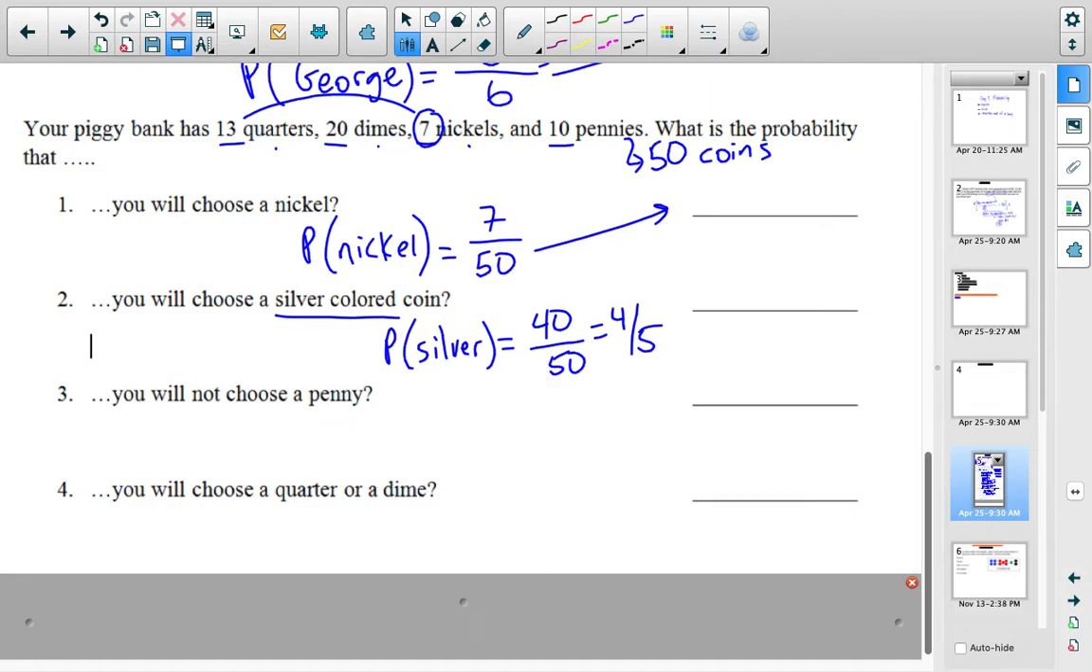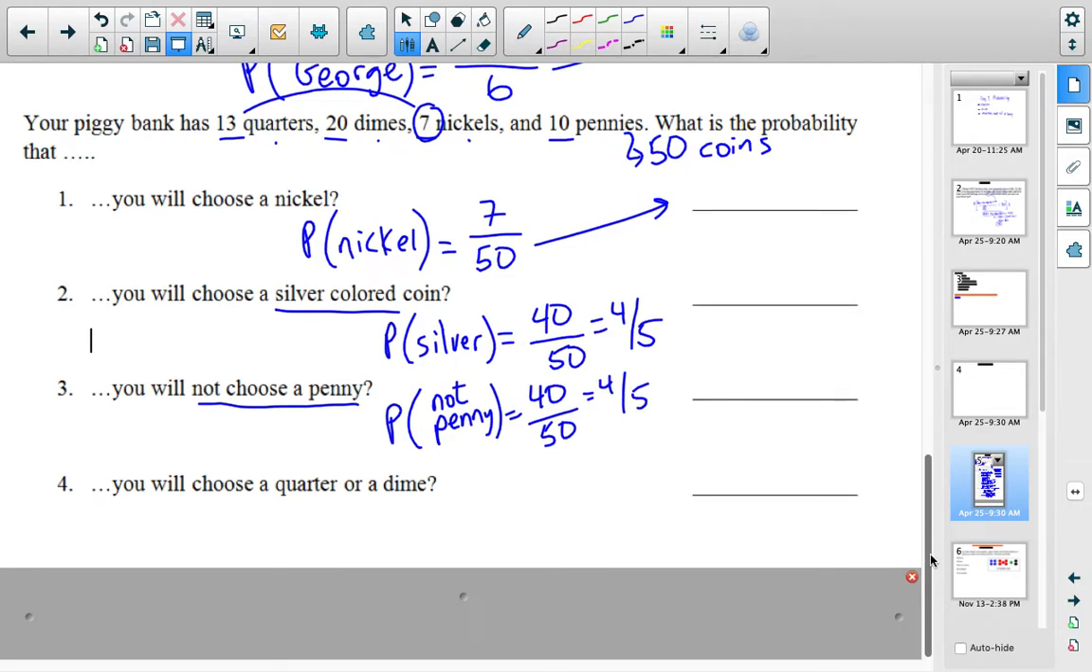Probability that you will not choose a penny. Well, that's the same thing, right? How many non-pennies are there? It's all those silver coins. So probability of not penny equals 40 over 50. There's 40 non-pennies, 50 total coins. Equals 4/5. And then lastly, you will choose a quarter or a dime.